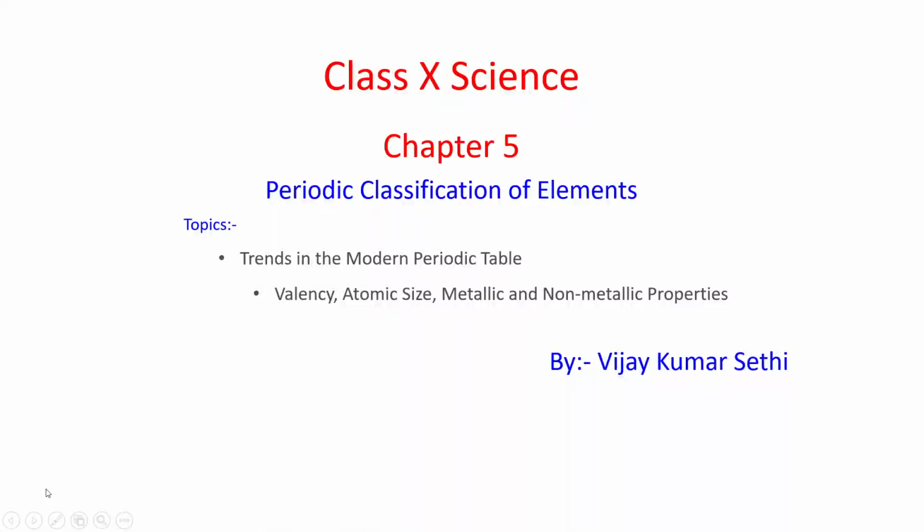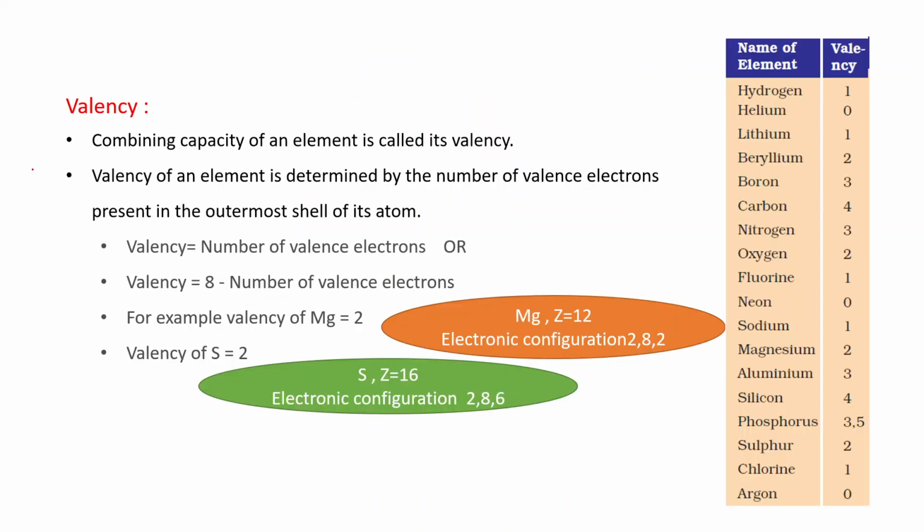Welcome to class 10 science. We were discussing chapter 5, periodic classification of elements. In this video we will discuss trends in the modern periodic table with respect to valency, atomic size, and metallic and non-metallic properties. First, come to valency.